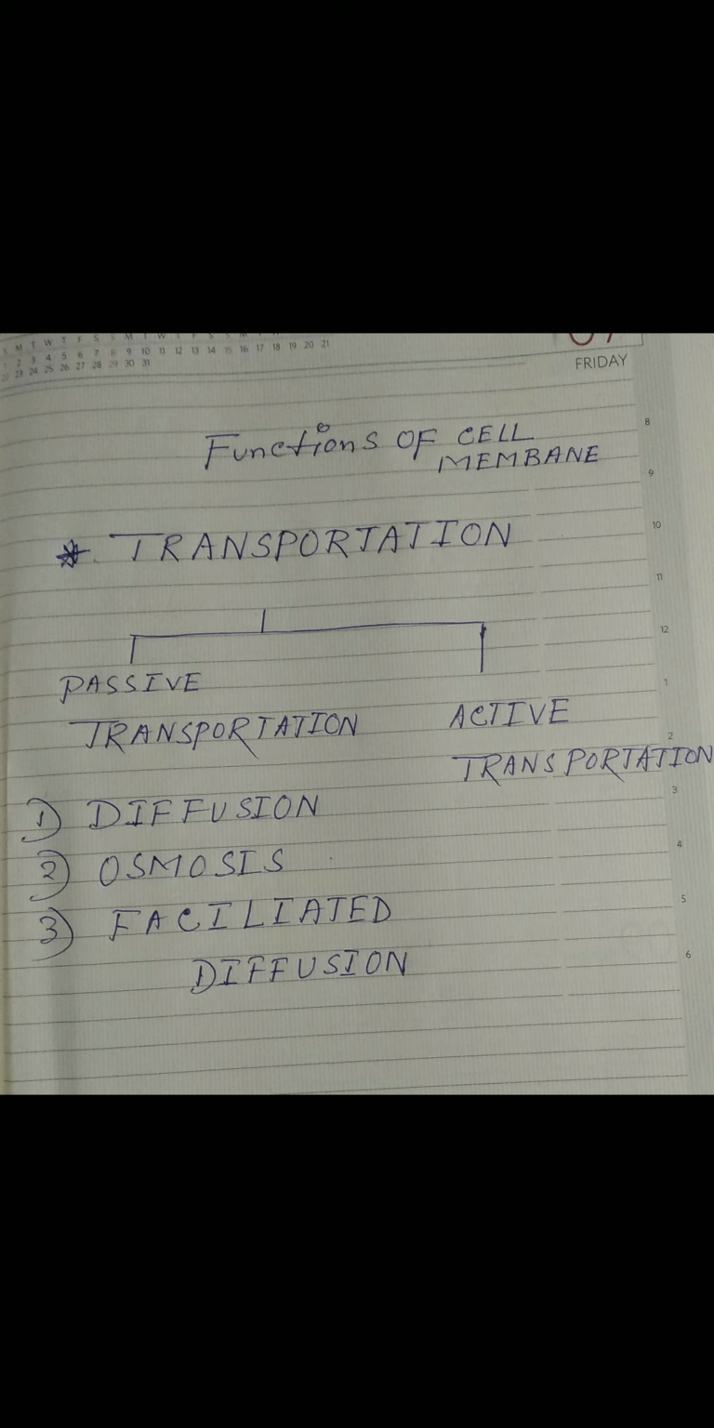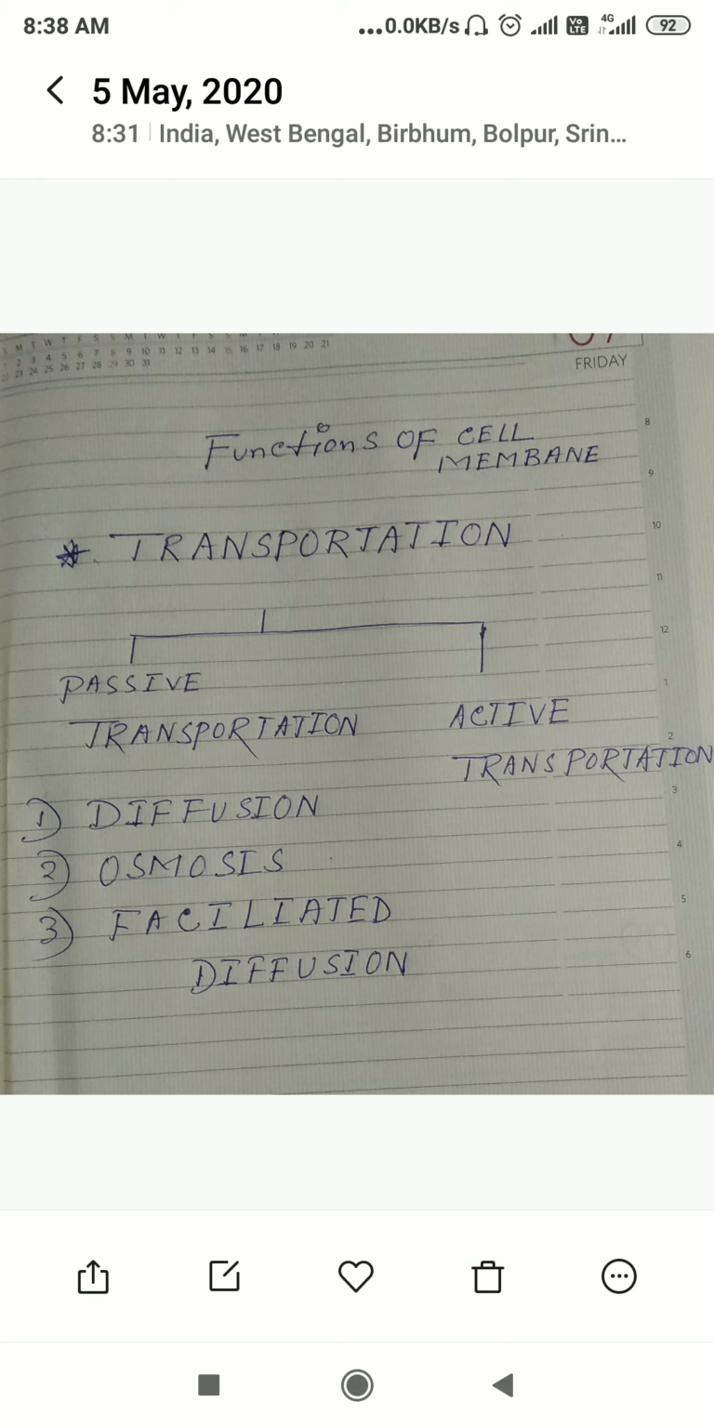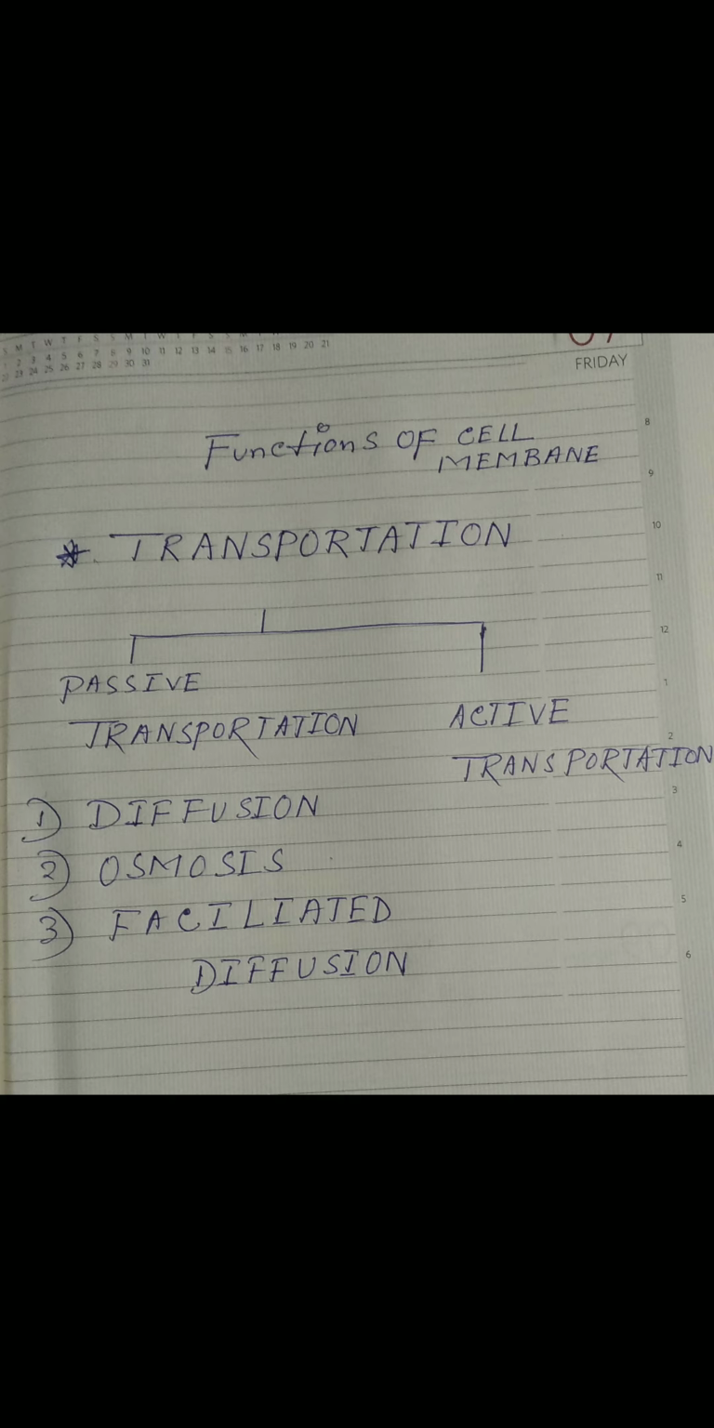But in the case of active transportation, we mainly see that the transportation occurs against the concentration gradient. That means in most cases, active transportation occurs from the lower concentration region to the higher concentration region. So it's a very difficult process. So for this process, energy is required. Do you get my point?